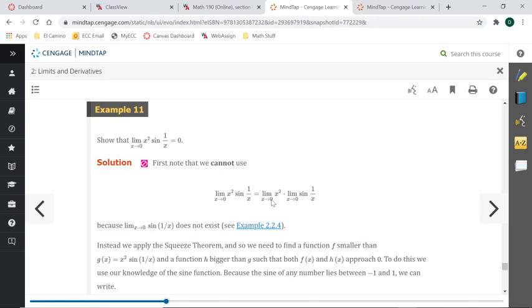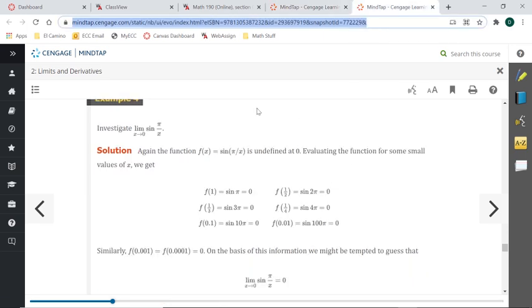This is incorrect, to write it this way, to take the limit of this and the limit of that. Because we cannot use the limit law for the product here. Because this limit, as x goes to 0 of sine of 1 over x, it turns out that one does not exist.